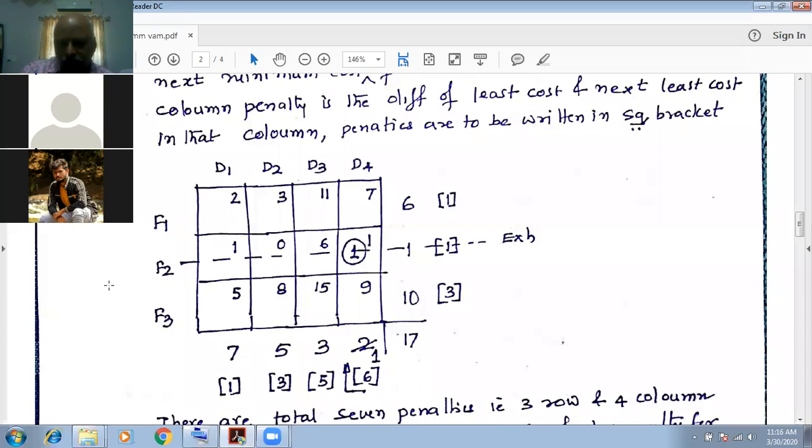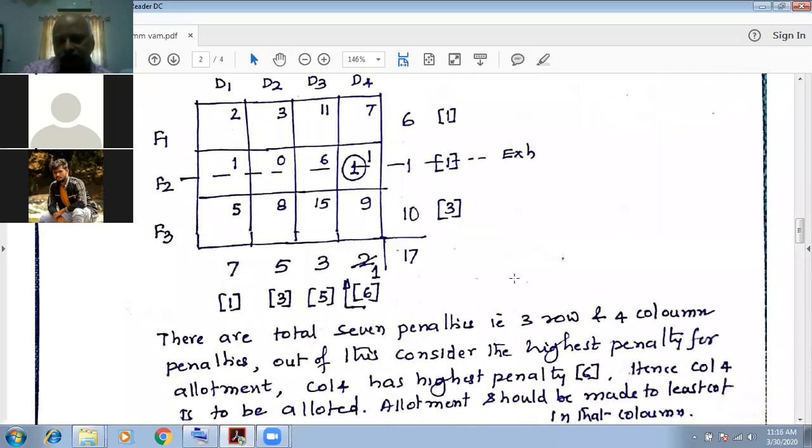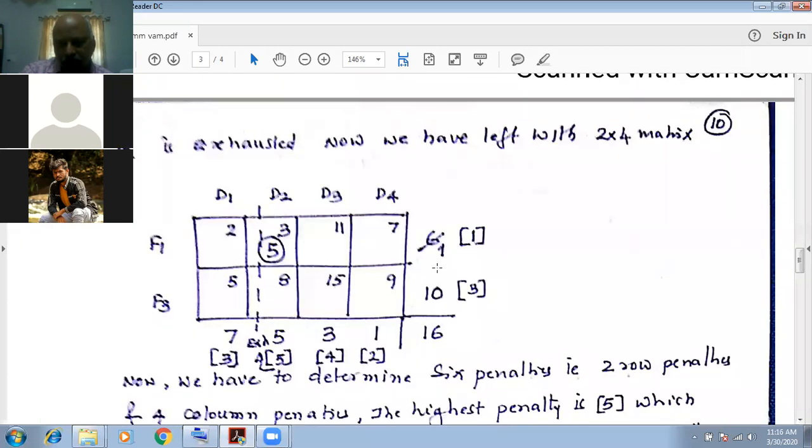While doing so, factory 2 is exhausted. You must remove that factory and take the remaining 2x4 matrix to determine the penalties. That is what I have done here. And again, we found the penalties. Out of that, the highest penalty was 5 and it was pertaining to cell number 1, 2. There, keeping in mind the row constraint and column constraint, I have made an allotment of 5 units of car.